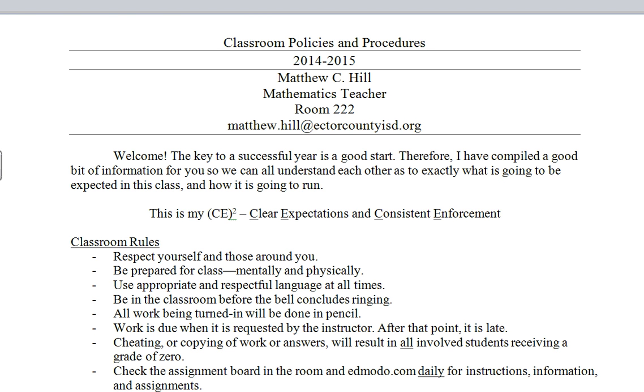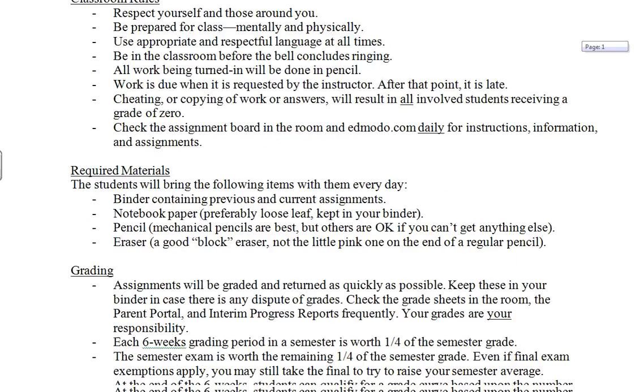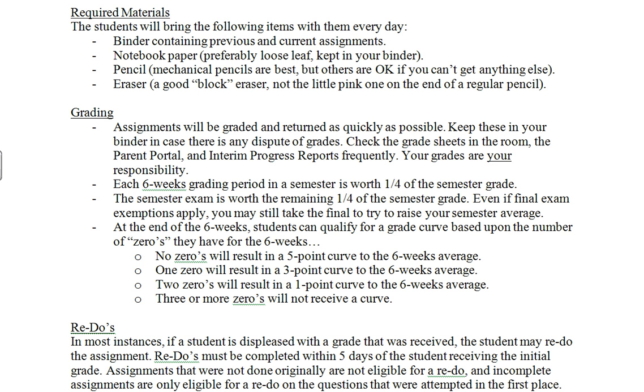So stay on top of the website, stay on top of the schedule board. Okay, you are required to keep up at all times. Okay, let's scroll down here a little bit. Required materials. The students will be required to bring the following things with them to class every day.